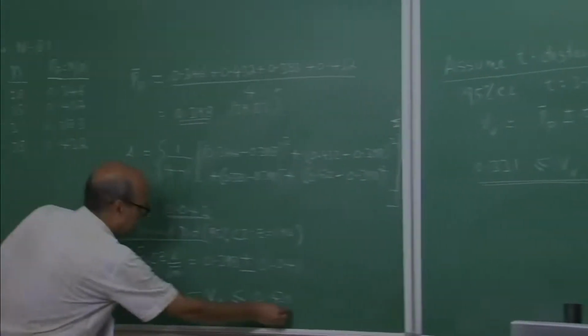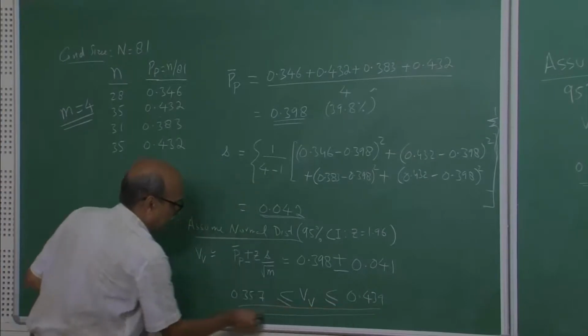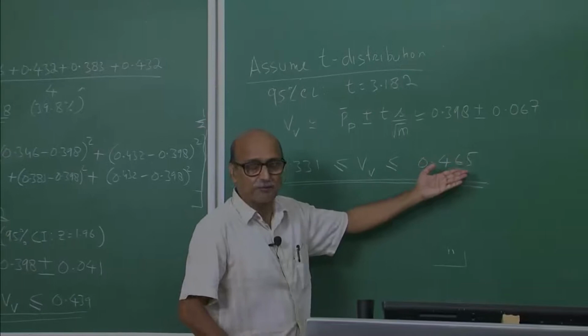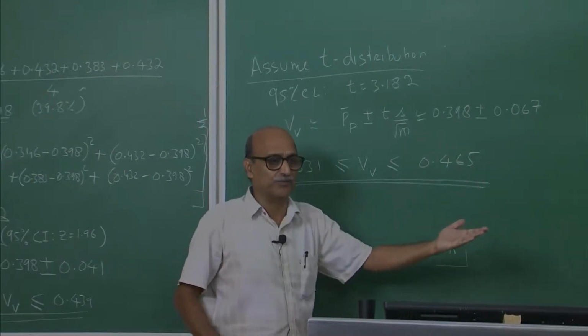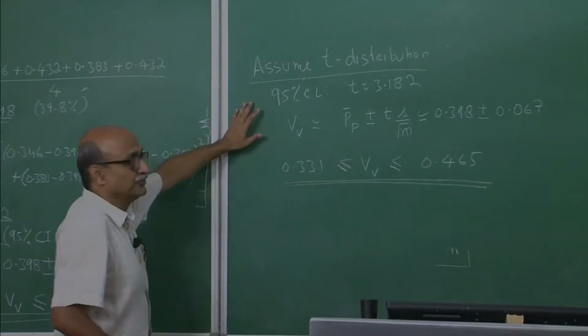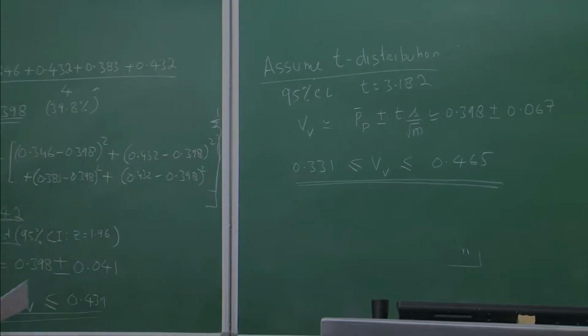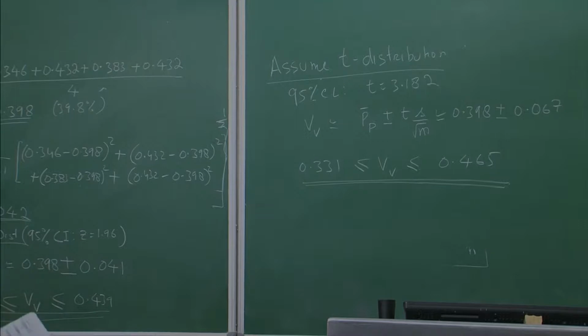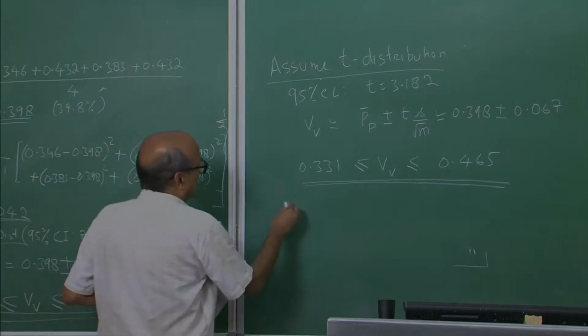So, if I compare this particular interval against the interval where I had assumed z, one would find that the t distribution would give you a larger interval. But if you have so few data points, it is best that we assume a t distribution to get the confidence interval. Another thing that we can estimate out of this is precision.